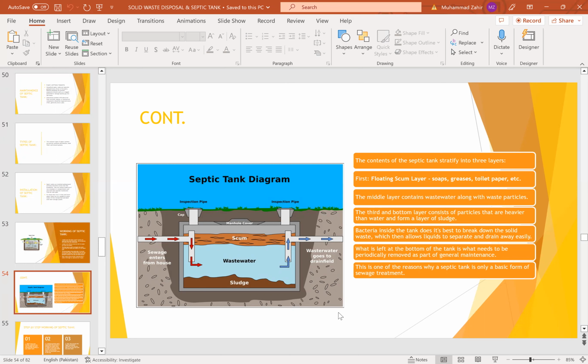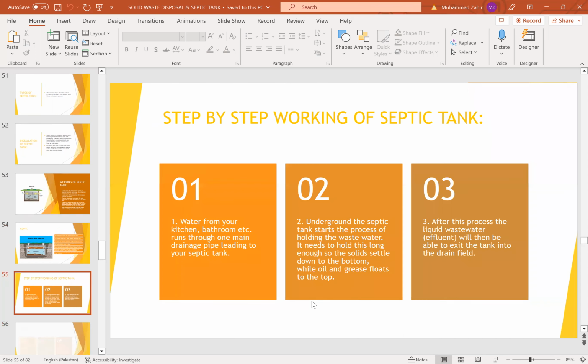Bacteria inside the tank do their best to break down the solid waste, which then allows liquid to separate and drain away easily. What is left at the bottom of the tank is what needs to be periodically removed as a part of general maintenance. This is one of the reasons why the septic tank is only a basic form of sewage treatment. So, step by step working.